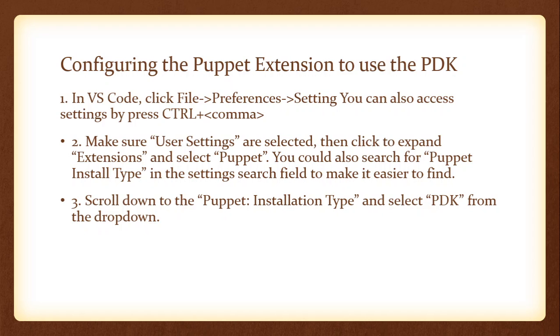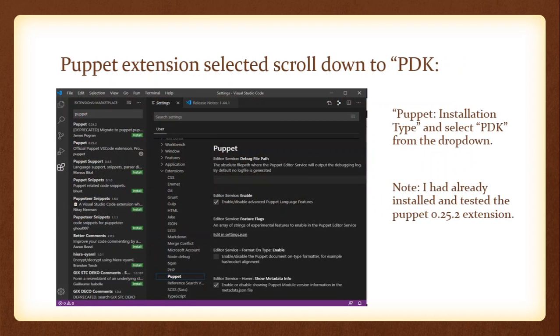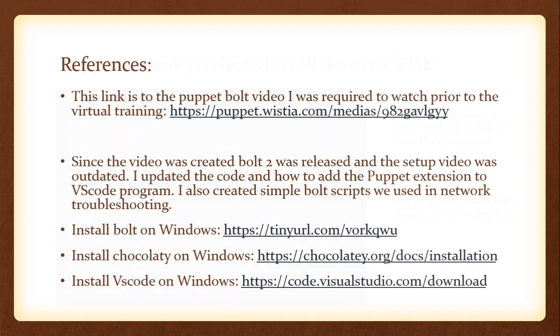I've given you an example in the next slide. With the Puppet extension selected, scroll down to PDK, and you'll notice here we are in the user settings. We're going to scroll down to Puppet. We're going to go down to PDK. We're going to enable it. And you'll notice I already installed and tested the Puppet 0.25.2 extension.